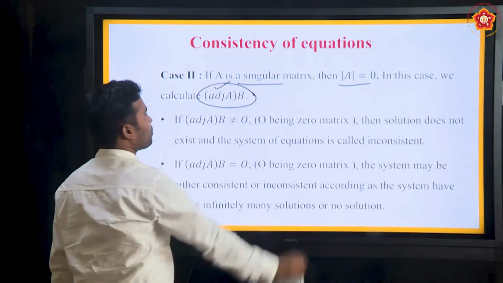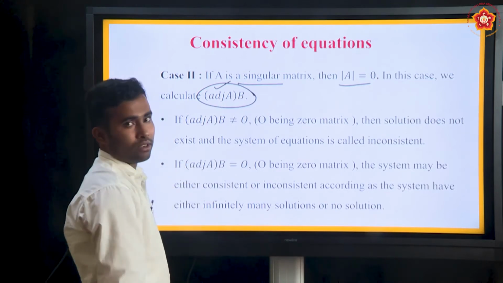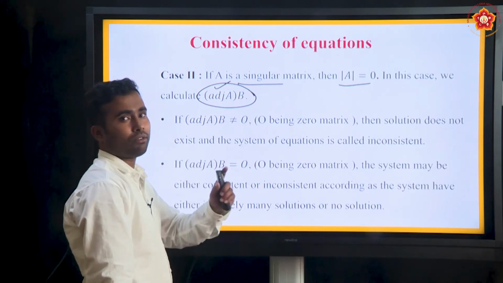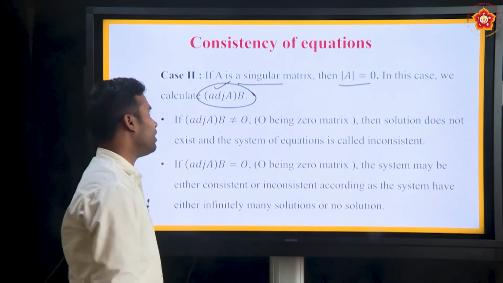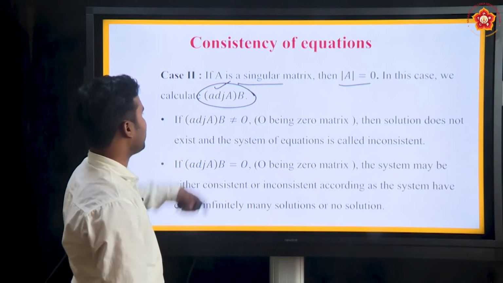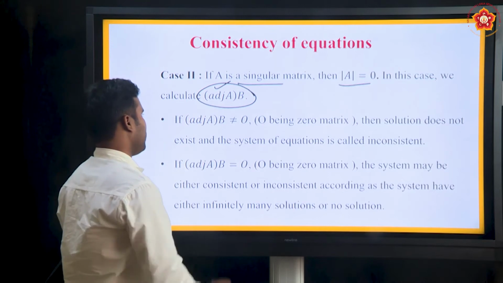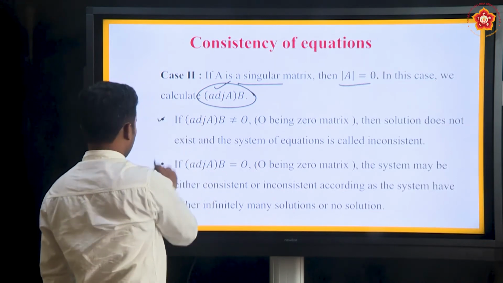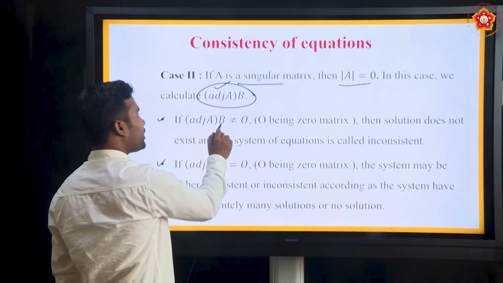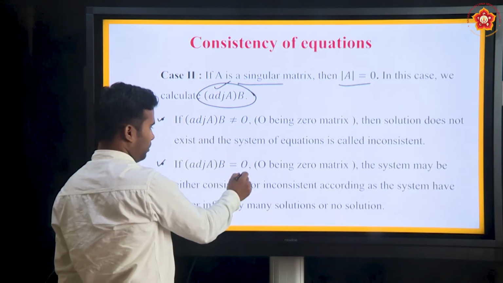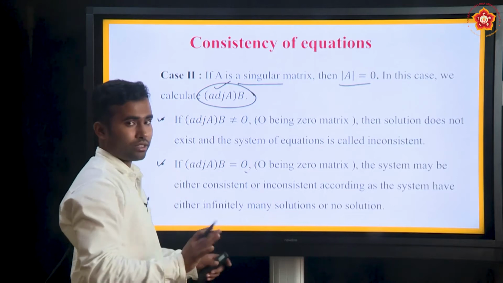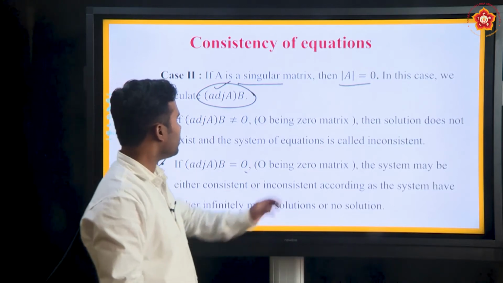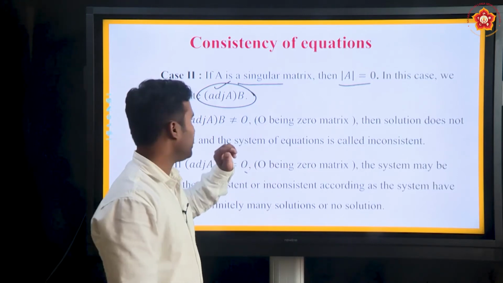As you know, how to find the adjoint of a matrix A: first find the cofactors of matrix A, then take the transpose of it, and it will give the adjoint of A. Now, here we will have two more cases: if adjoint A into B is equal to 0, and if it is not equal to 0, what the system of equations will be.